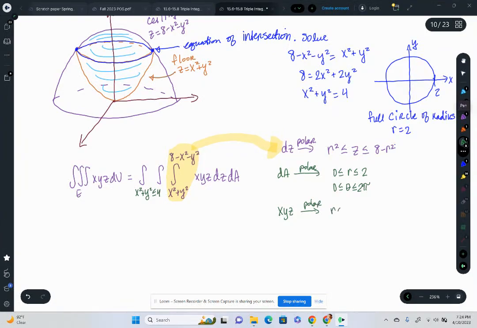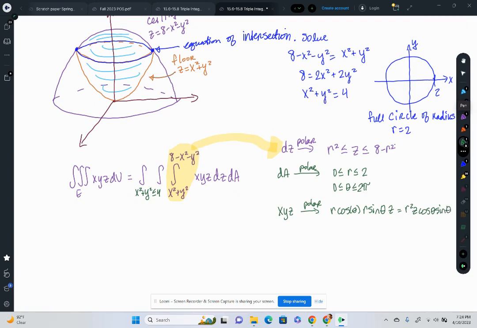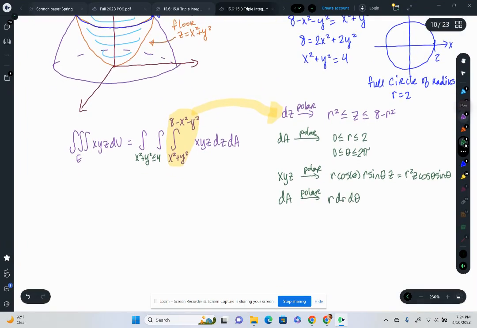So that's going to be r cosine theta, r sine theta, and then z, which becomes r squared z cosine theta sine theta. Okay, last thing is dA. In polar, we're going to have r dr d theta. Okay, let's pop this all in.